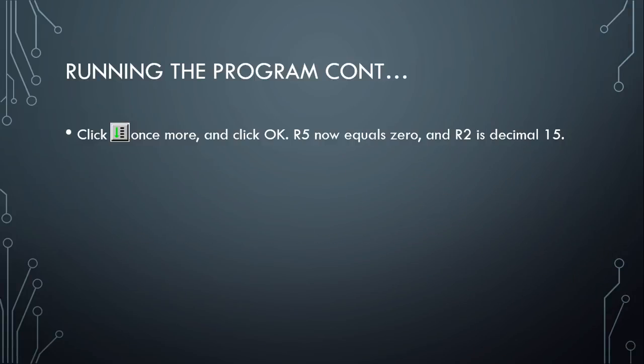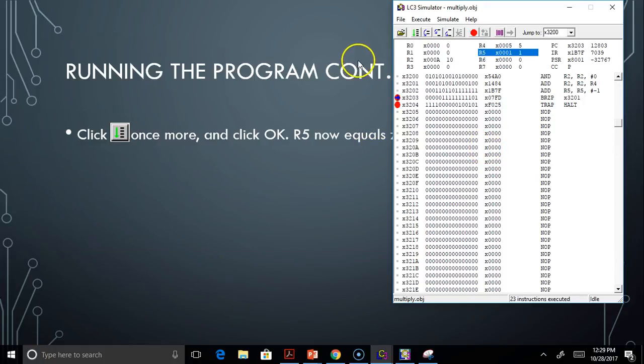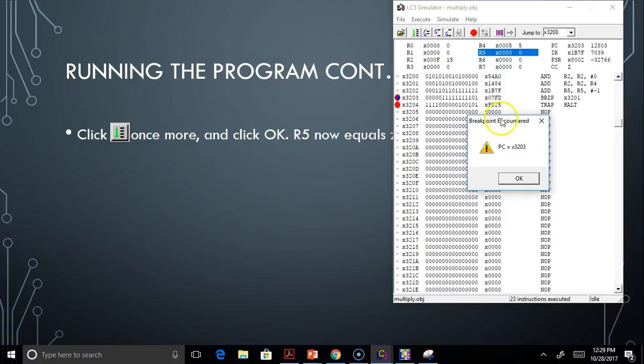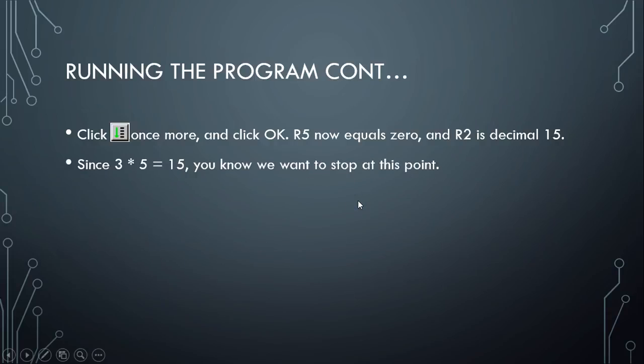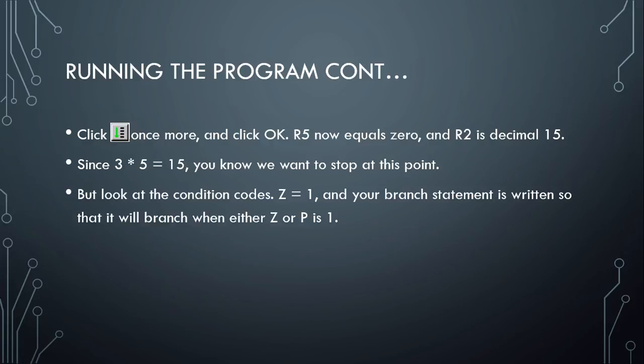So if we click once more and click OK, register 5 now equals 0, and register 2 should equal 15. So I'm going to click once more. There's my breakpoint. Register 5 is 0, register 2 is 15. Since 3 times 5 equals 15, we know this is where we want the program to stop, because we just know that. But let's look at the condition codes.